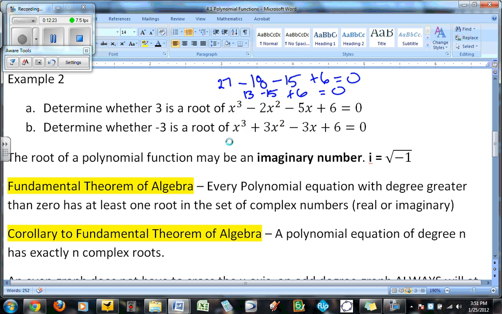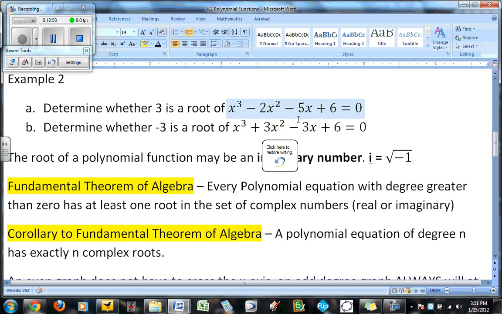So negative 3 would be negative 27 plus negative 3 squared, which is 9, times 3 is 27. And then minus, negative 3 times negative 3 is positive 9, plus 6. And these guys go to 0. And 9 plus 6 is 15. So actually, neither of these guys are roots. It's not a root of either one of those. It would have to equal 0 in order for them to be a root, and in this case, neither of them were.